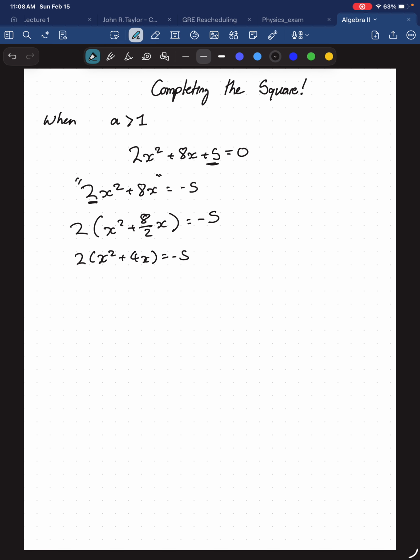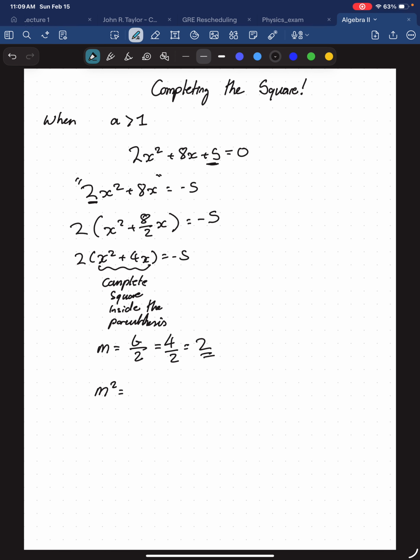All right. The following step is to complete the square inside the parentheses. So what's my b? B is 4. So I'm calling b over 2 m. So m is going to be equal to b over 2. B over 2 is going to be 4 over 2. It's going to be equal to 2.